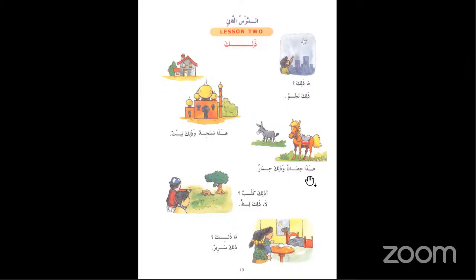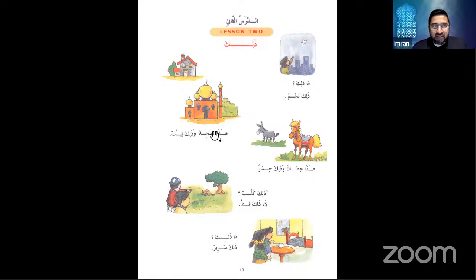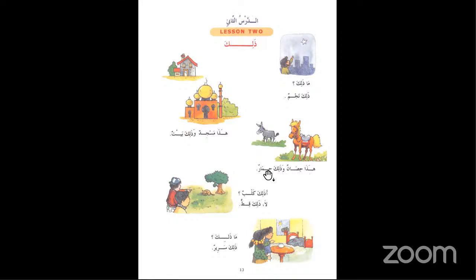Okay. Next one I'm going to ask Sister Ilya. Jazakallah, sister. Sister Ilya. Yes. Now let's read this. Hada hisanun. Read this and translate, please. هذا حصان وذلك حمار. This is a horse and that's a donkey.